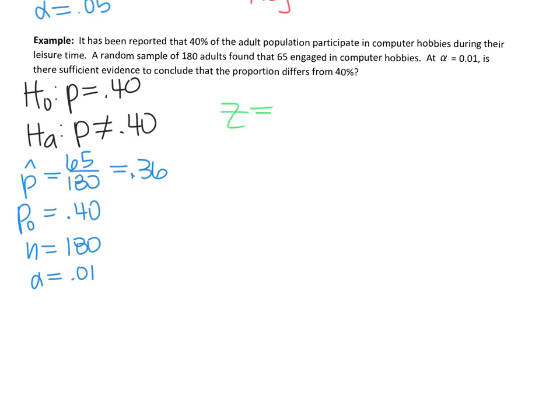So our test statistic is 0.36 minus 0.40 all over the square root of 0.40 times 0.60 all over 180. And we get negative 1.10.